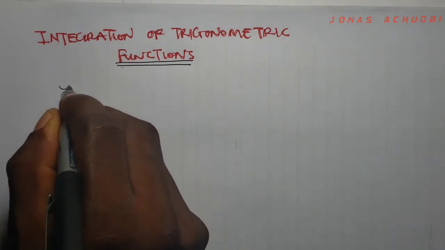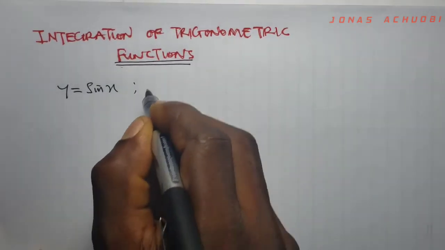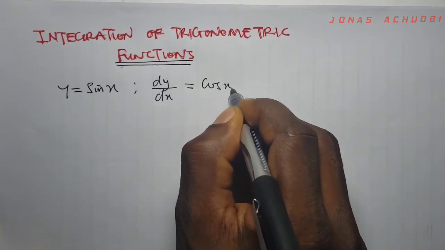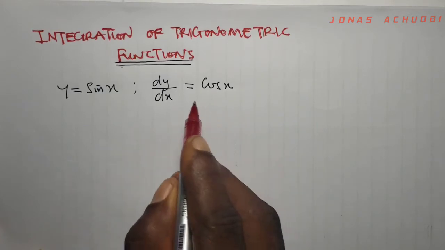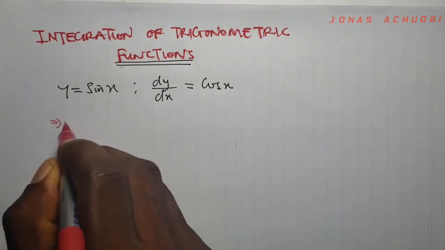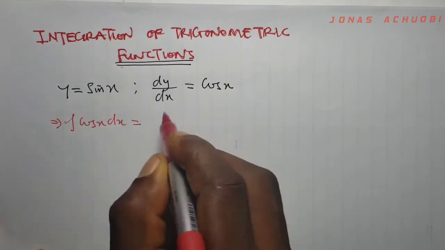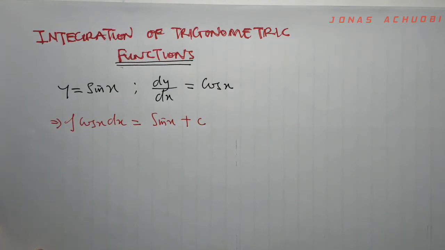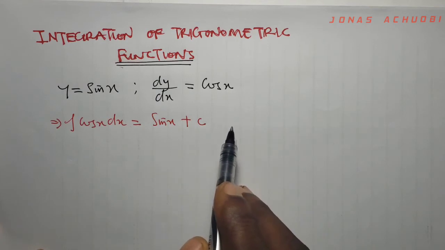Recall that if y is equal to the sine of x, then if we differentiate this, dy over dx, what do we get? We get cos x. Since we have said that integration is the reverse process of differentiation, it will now imply that if we integrate cos x with respect to x, what do we get? We get sine x plus our constant of integration, c. So the integral of cos x dx is equal to sine x plus c.